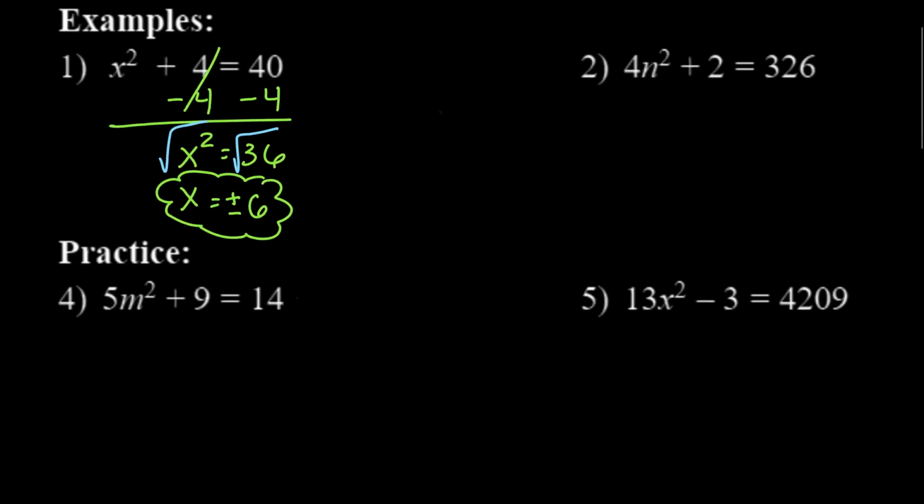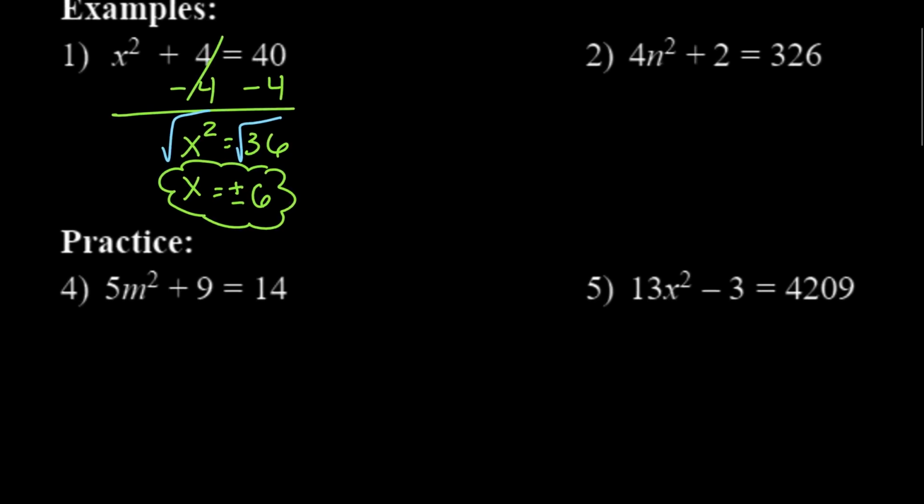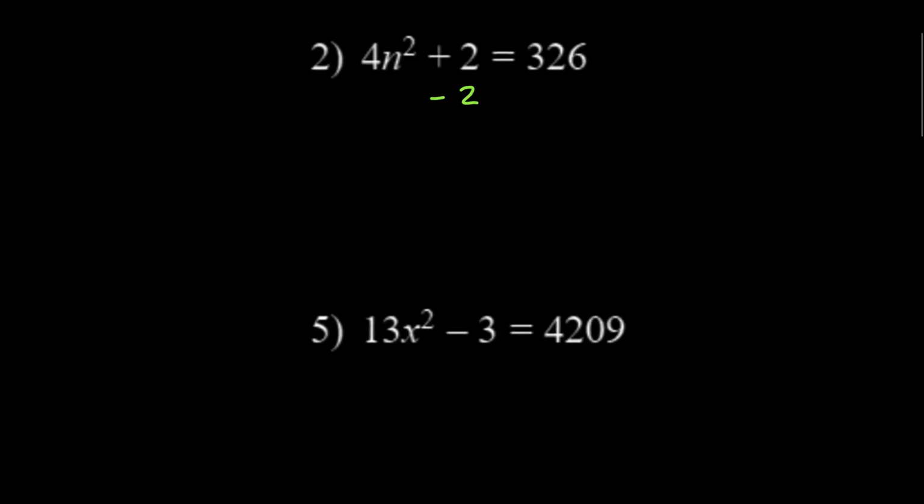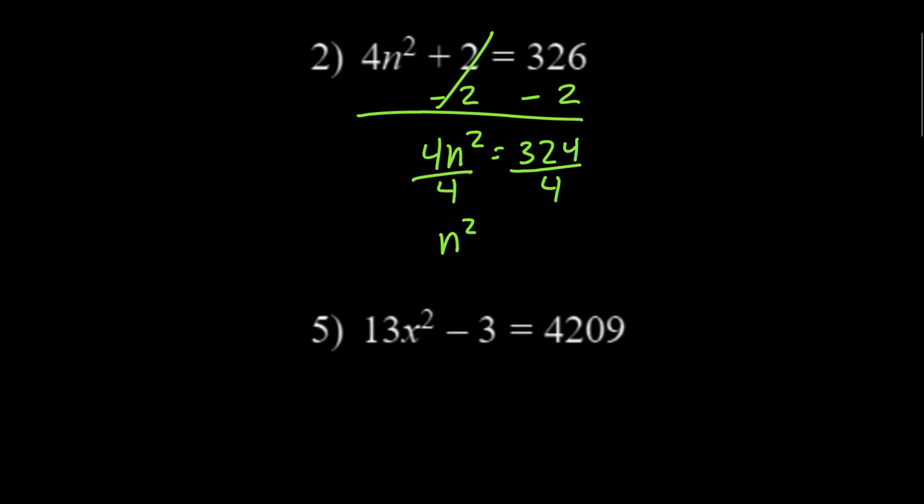So, would you like me to try one more? Yes. All right. What do I do first here in number 2? Subtract 2. What is 326 minus 2? 324. And then what do you think? What is 324 divided by 4? 81. And then what do? And what's the square root of 81? 9. Not only 9, but plus or minus 9.